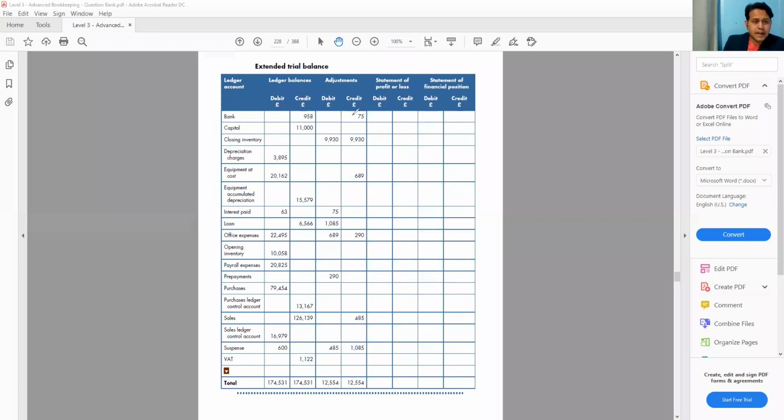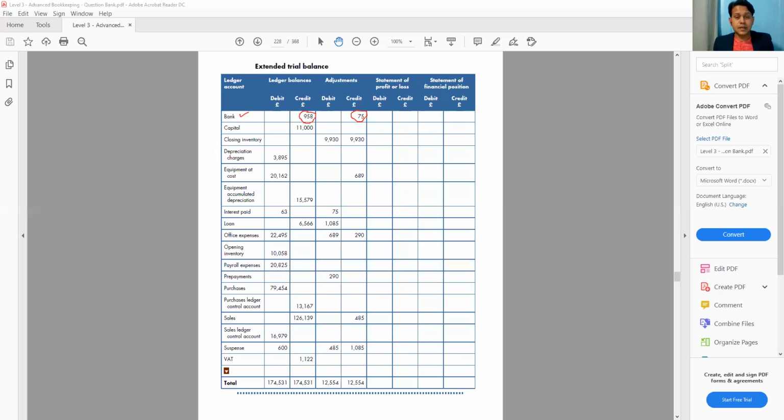The first one, we have the bank. So we can see on the ledger account, the bank balance, we have a credit of 958, and on the adjustment we make another credit. That means this is not my asset, that's my liability, isn't it? So we have both credit, that is my liability. Now what type of liability is it? It is a current liability.